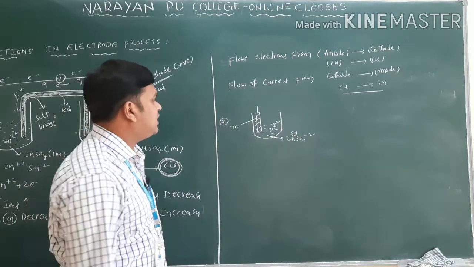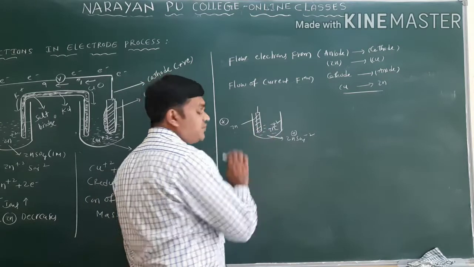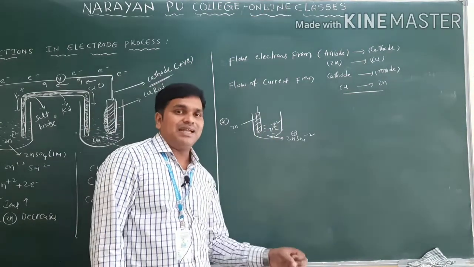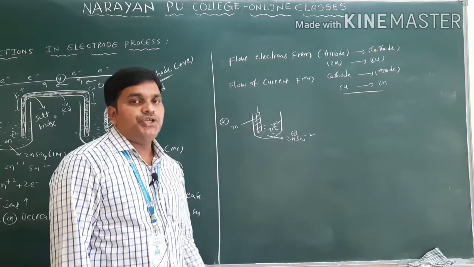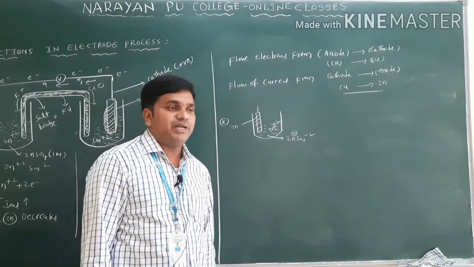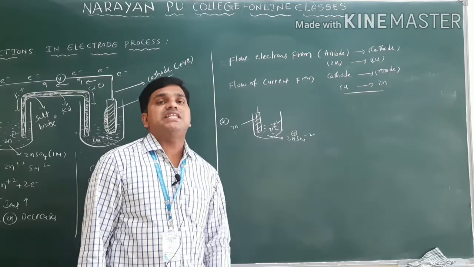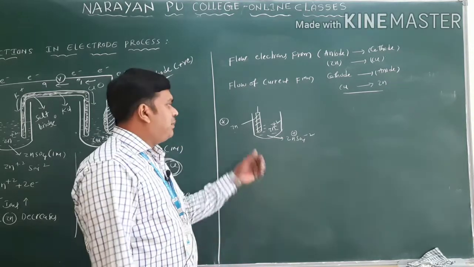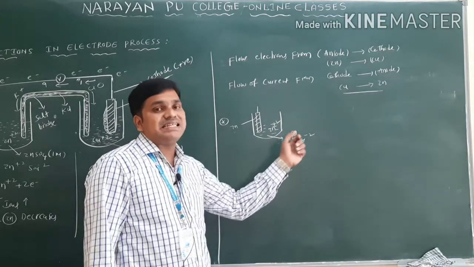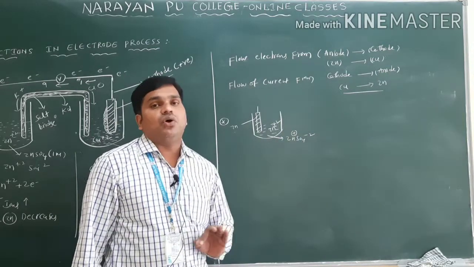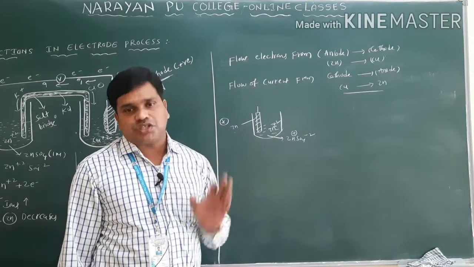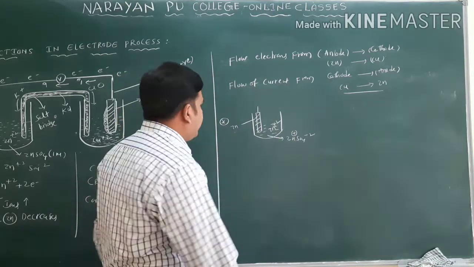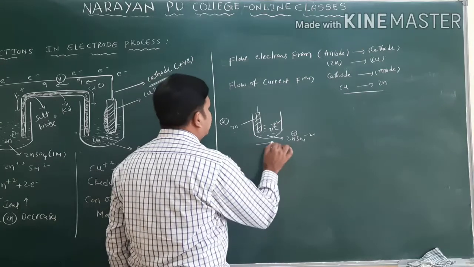Then what happened here? There is a charge difference between the metal rod and the metal in its aqueous solution. Due to the charge difference, a potential is developed. The potential developed between the metal rod and the metal in its aqueous solution, we call an electrode potential only. What potential? Electrode potential only. Clear? Okay.